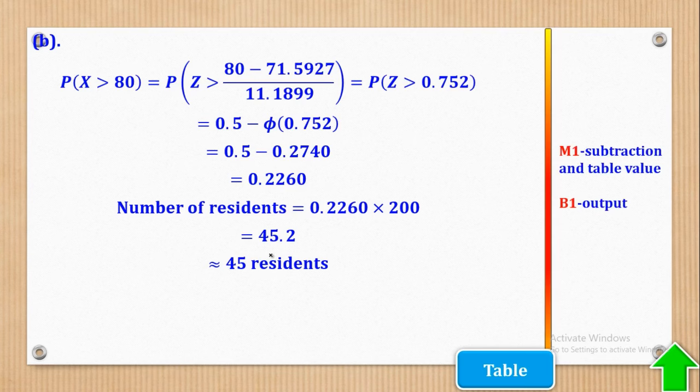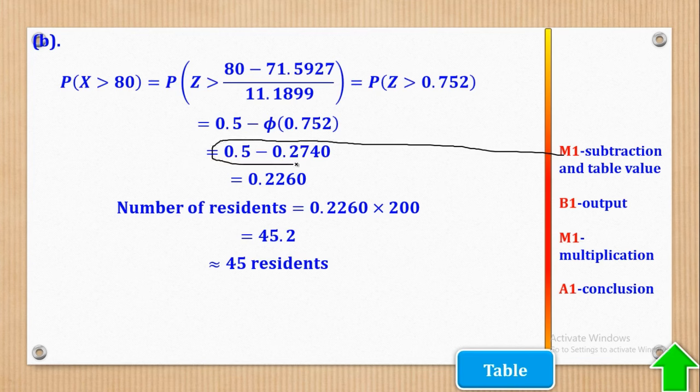Now let's see how marks can be awarded. So M1 for subtraction and table values, so this step M1, B1 for output, M1 for multiplication, A1 for conclusion.